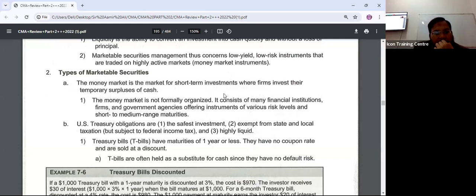So now we have treasury bills. T-bills have maturities of 1 year or less. They have no coupon rate and are sold at a discount. T-bills are issued by the United States of America. You buy them at a discount and they mature at the principal amount.